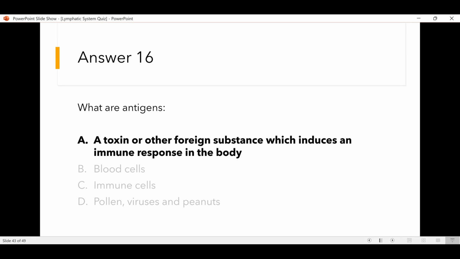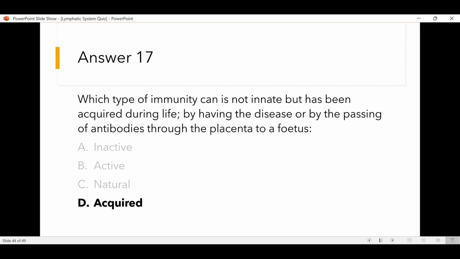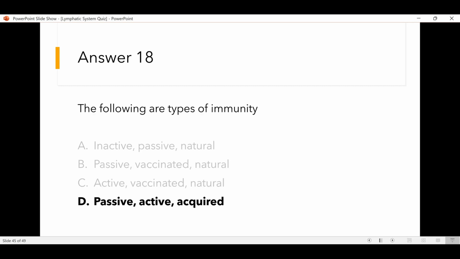16, what are antigens? A toxin or other foreign substance which induces an immune response in the body. So antigens include all of those viruses and fungi, bacteria, and lots of other things as well, but we're not worried about those. Which type of immunity is not innate but has been acquired? The clue is in the question. VTCT wouldn't give you the clue in the question like that during life, and that's acquired. 18. The types of immunity are passive, active, and acquired.